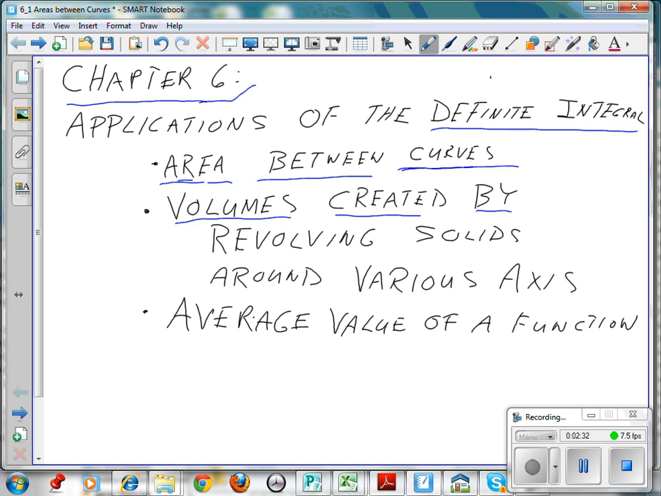And I've got actually the Khan website. Khan does a lot of very good videos on finding those volumes. So we'll go back and use some of his videos. And then I'll fill in a couple videos with some loose ends. And then we'll talk about the average value of a function. That's what we're doing in Chapter 6. So let's get going then with area between the curves.